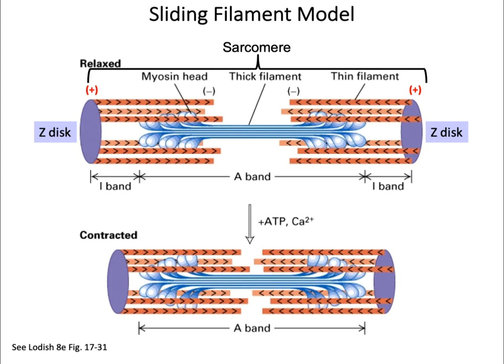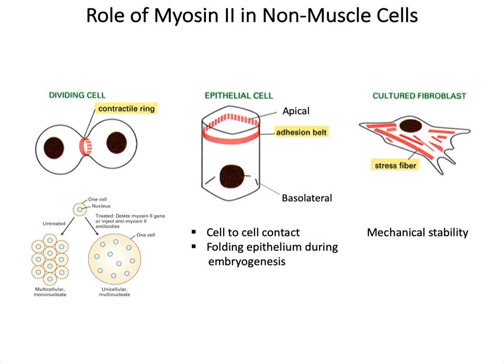This is just one sarcomere, but you can just imagine the hundreds of thousands of sarcomeres lined up end to end in a coordinated fashion, and this is what confers the contraction of the muscle cell and the muscle. That is an important and well-characterized role of myosin 2, but I don't want you to get the impression that myosin 2 only functions in muscle cells. It has an important role in non-muscle cells that is summarized here in this slide.